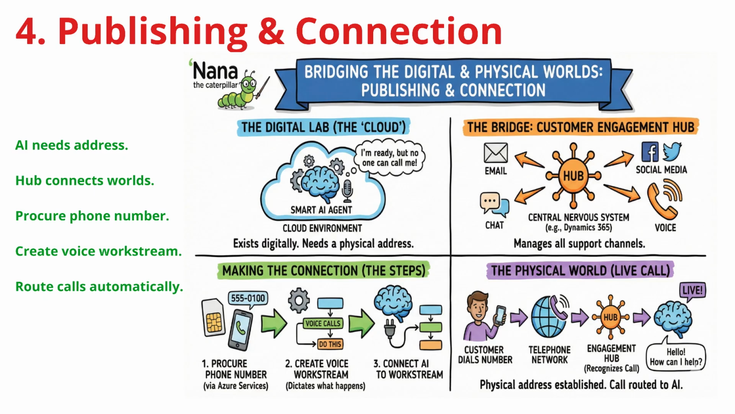Making the connection is a 3-step process. First, we procure a real phone number. Second, we create a voice workstream, which is just a fancy way of dictating exactly what happens when someone dials that number. And third, we plug our smart AI agent directly into that workstream. Once established, the digital AI now has a physical address. When a customer dials the number, the telephone network connects to the hub, which instantly routes the live call to the AI agent, so it can say, "Hello, how can I help?"